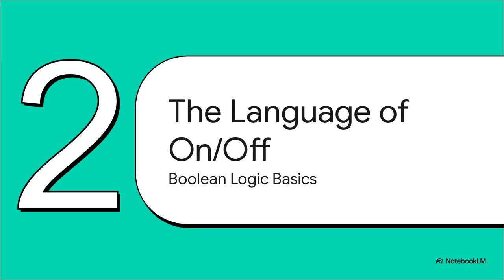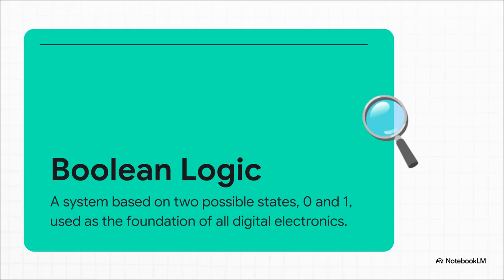This simple language of on and off actually has a name, and it's the absolute key to understanding how digital circuits make any decision at all. So let's break down exactly what it is and how it works. It's called Boolean logic. And really, it's just a system where every single piece of information gets represented by one of two values, a 0, which means off or false, and a 1, which means on or true. This simple binary system is basically the alphabet for our entire digital world.